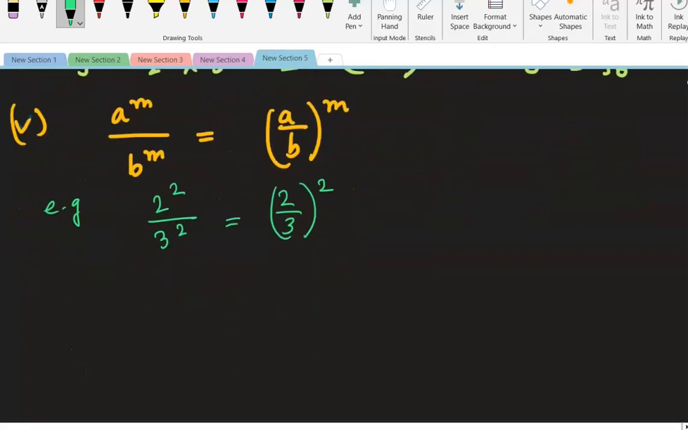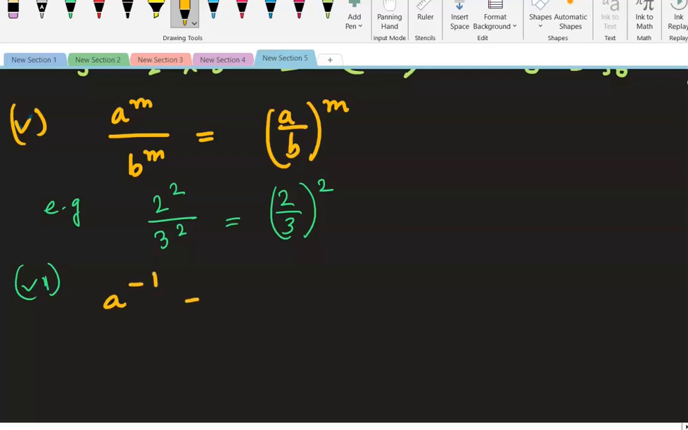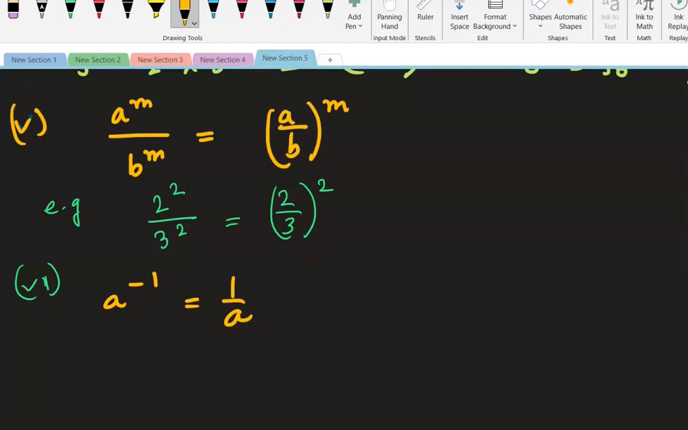Okay, then the next rule, that is very important. This rule says a to the power minus 1 is equal to 1 by a. So this is very important. A to the power minus 1, or a inverse, is equal to 1 by a. So the example is 2 inverse, that is equal to 1 by 2.